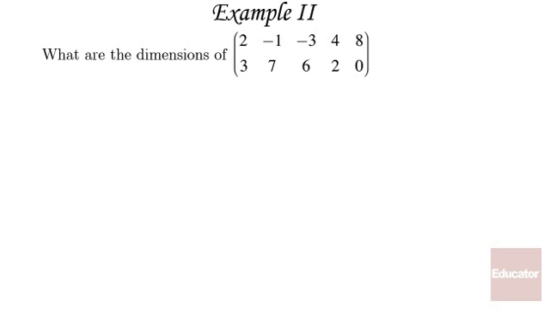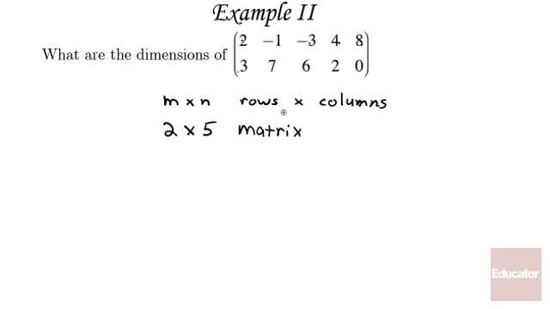Example 2, different matrix here. What are the dimensions of this matrix? Again, we're looking at rows by columns. I have 1, 2 rows, 1, 2, 3, 4, 5 columns. So this is a 2 by 5 matrix because it contains 2 rows and 5 columns. So always rows first, then columns.